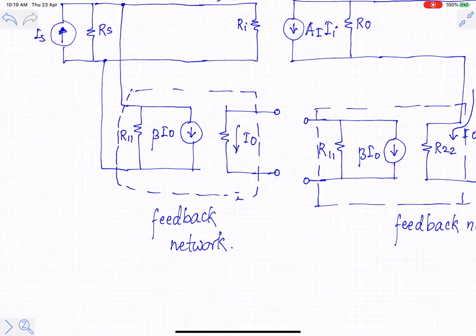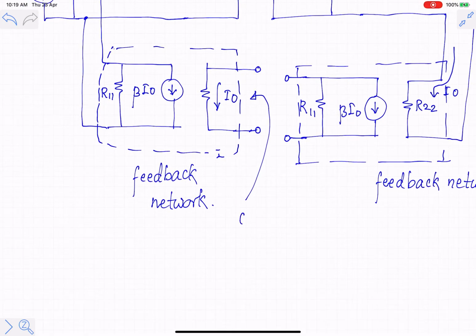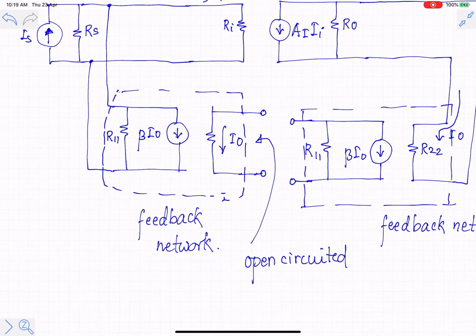So beta into I0, that is the current controlled current source, should be open circuited. For this to happen, we have to make I0 equal to 0, and for this the terminal should be open circuited. Then I0 will be equal to 0, beta into I0 will be 0, so the current source is open circuited, and only R11 will remain in the circuit.